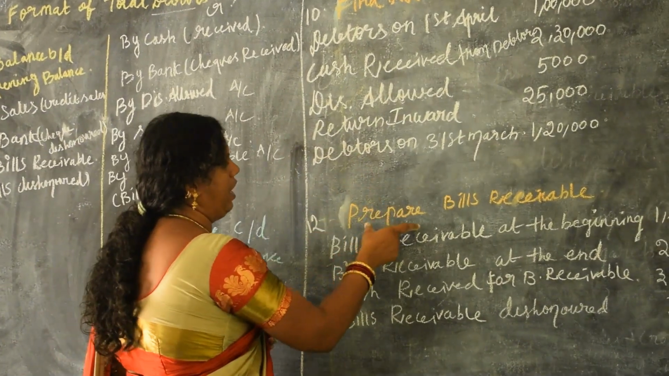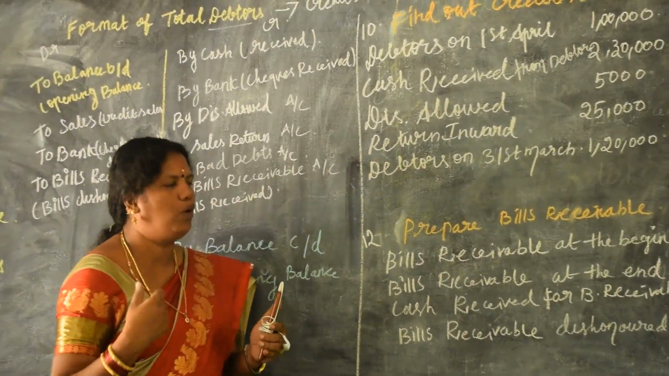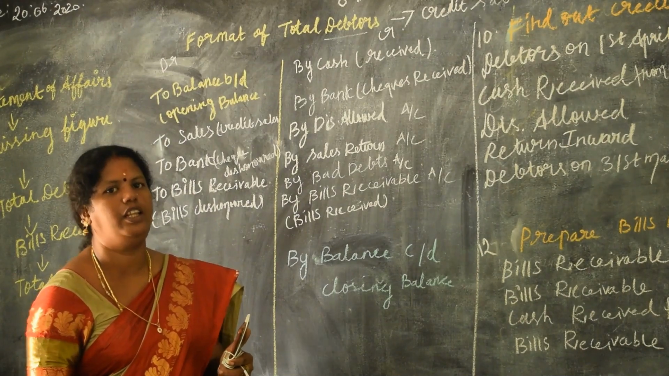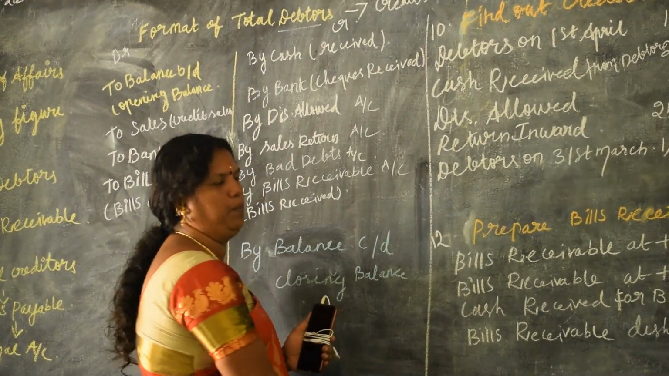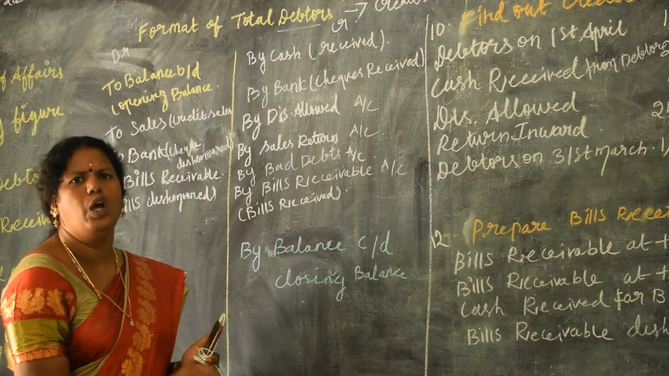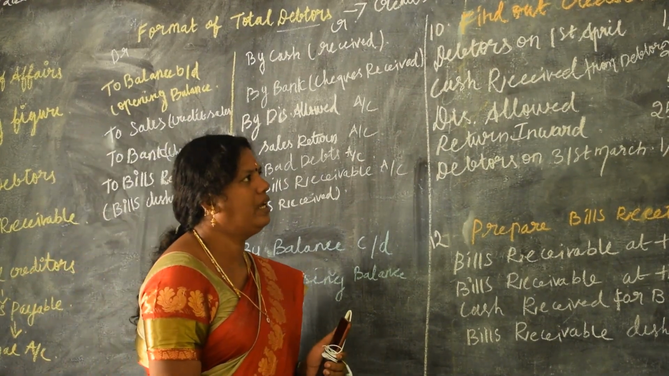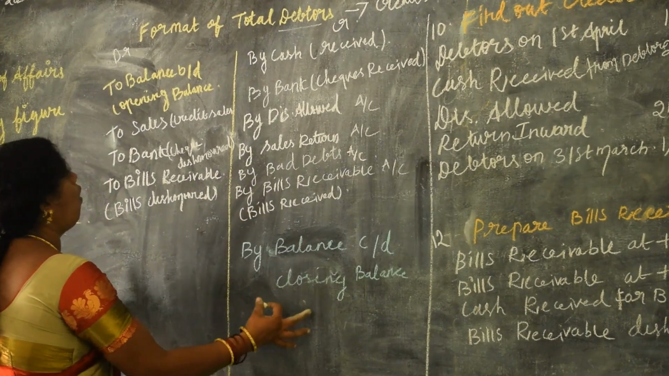In this, the 10th and 12th sums, they have given separately: find out the credit sales, find out the bills receivable. In the forthcoming videos, in the 13th problem, you will see both these sums in a combined manner. You are going to pick it out. Yes, clearly have a thorough grasp of this format.